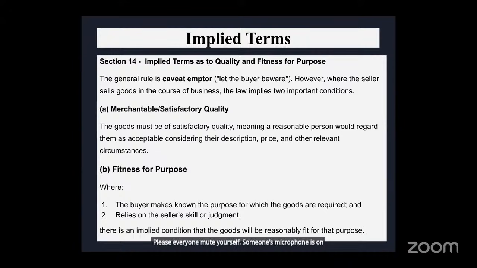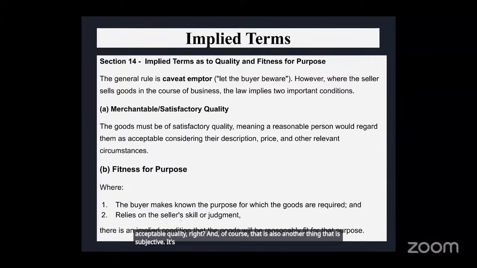there is the implied term with respect to quality and fitness. There is the implied term that goods must have a satisfactory quality, which means that goods must have good quality. It doesn't have to be the best quality, it doesn't have to be top of the range, but they must have satisfactory, acceptable quality. And of course, that is also something subjective.